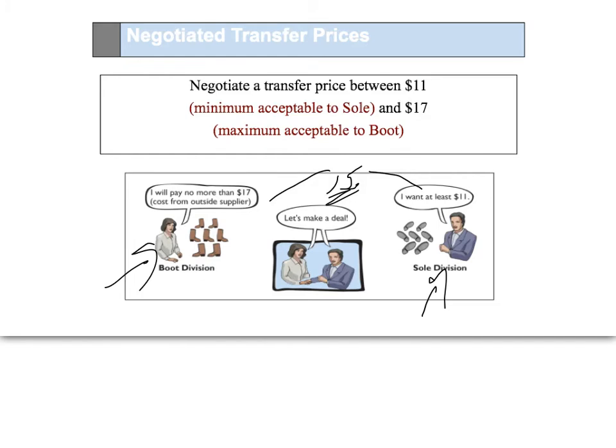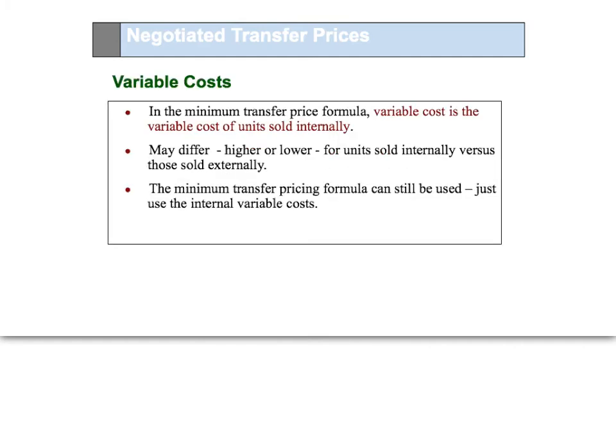So that's the situation. Each manager wants to maximize profit, but you have to make sure they don't make decisions that are to the detriment of the company as a whole. So with excess capacity, the minimum transfer price is the variable cost of the unit sold internally. It may differ for units sold internally versus externally, but we can still use that as part of the formula.